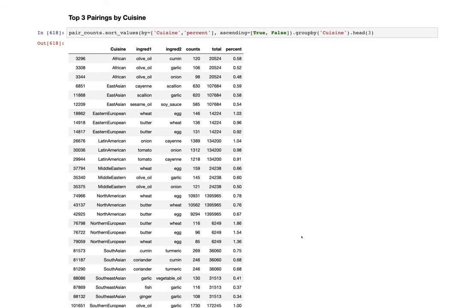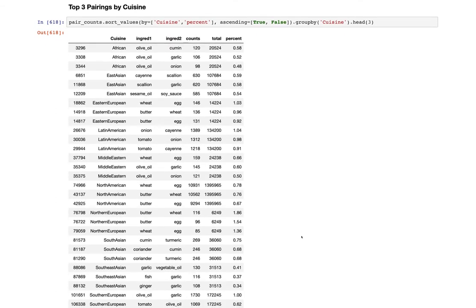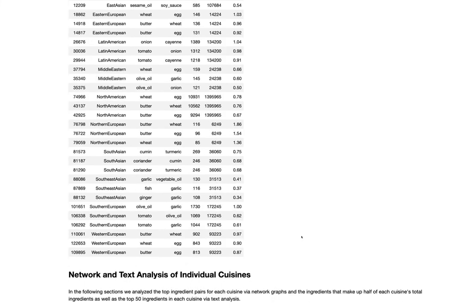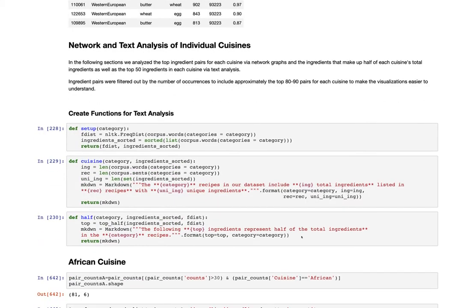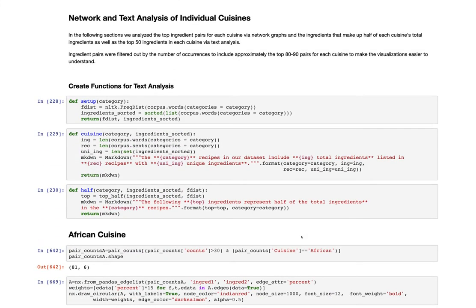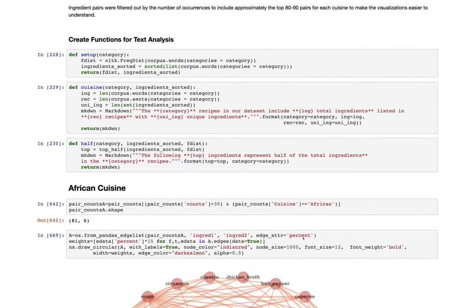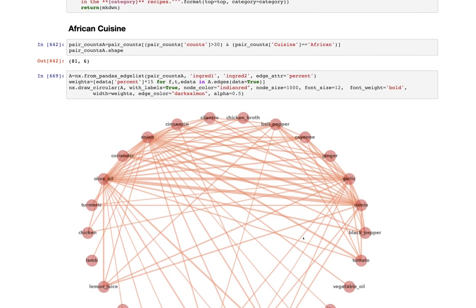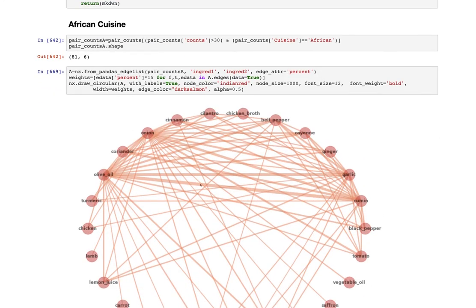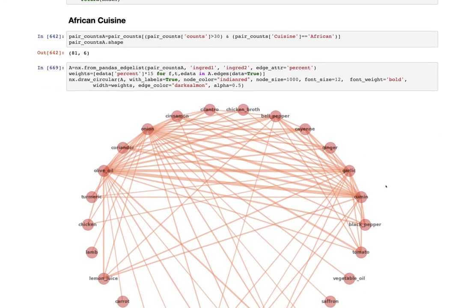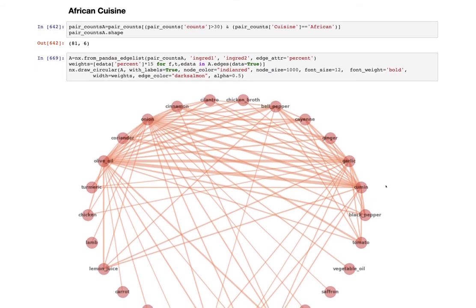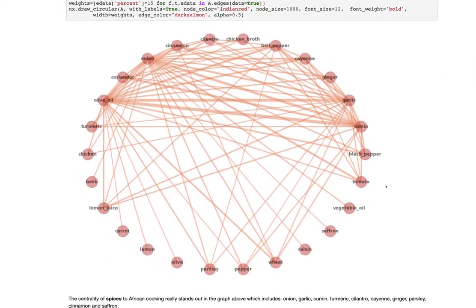There's our top 3 pairings by each cuisine. So you can see the different profiles there. Then we did a network and text analysis of each individual cuisine. So we did a graph as well as a text analysis. And if you look at them and compare them, you can really see the different flavor profiles showing up. African had a lot of spices.